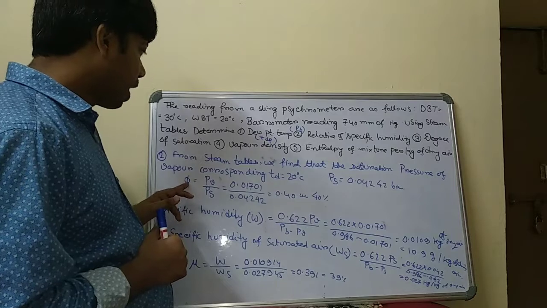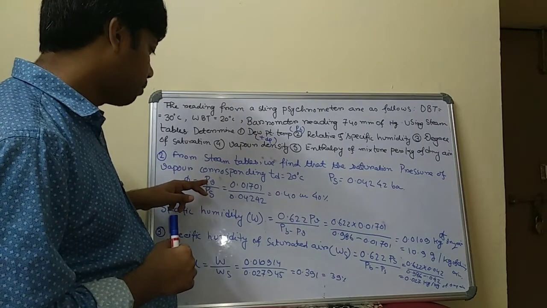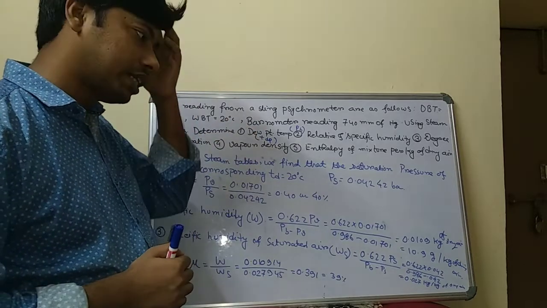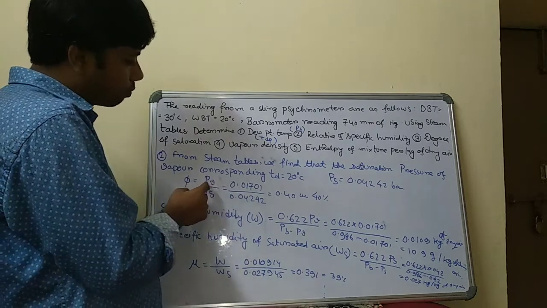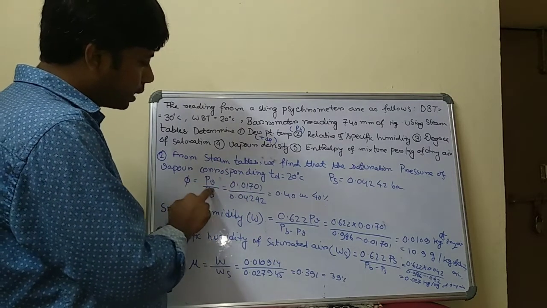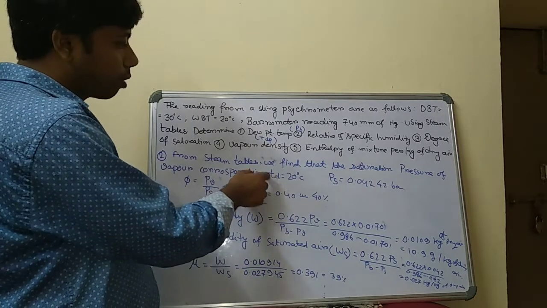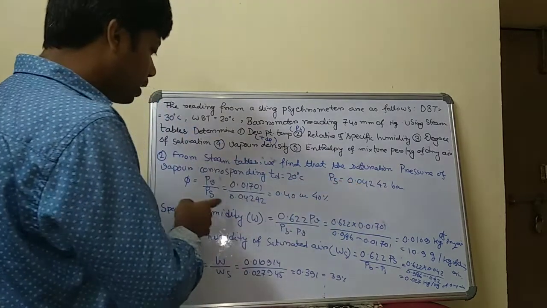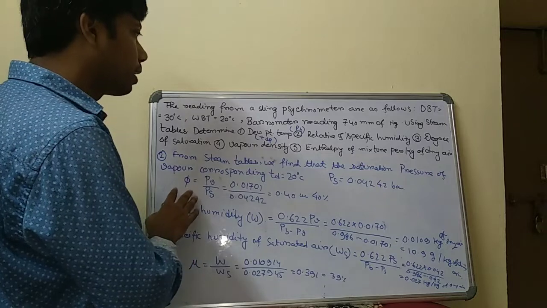So as you know, phi is your relative humidity. Relative humidity is PV divided by PS, and from the previous part of the numerical, when we calculated the dew point temperature, we calculated the value of PV. So PV is 0.0170 and PS is the saturation pressure corresponding to the dry bulb temperature, that is 0.04242 bar. So that will be 0.40 or 40%. That is your relative humidity.